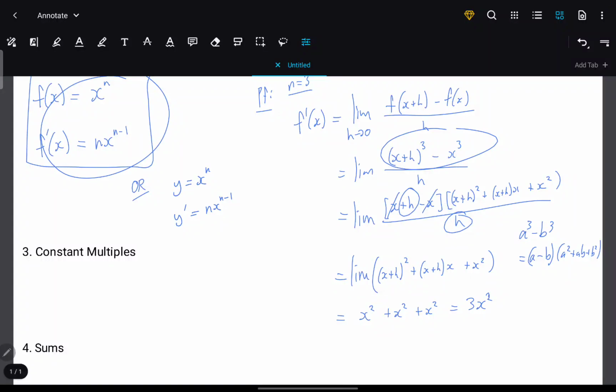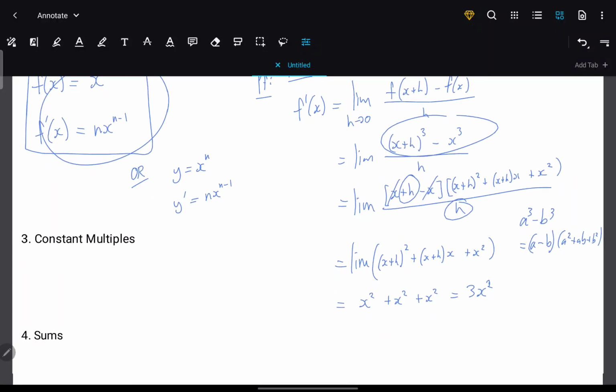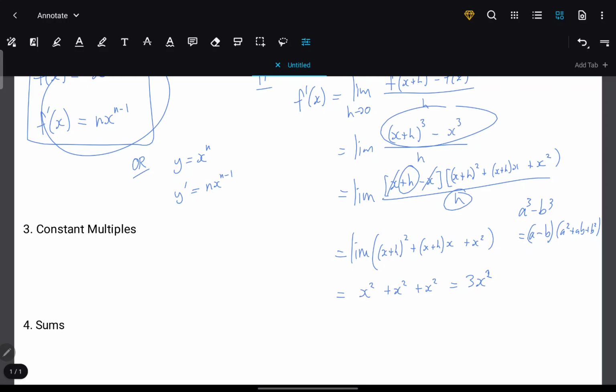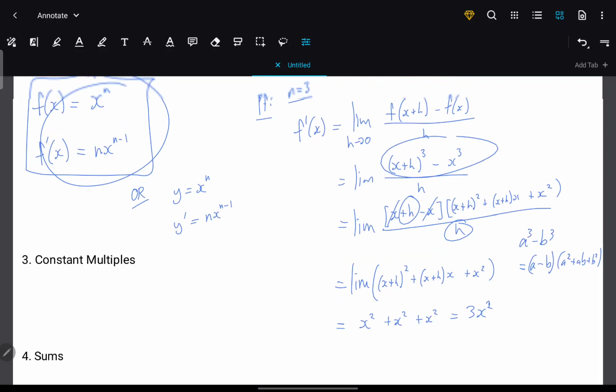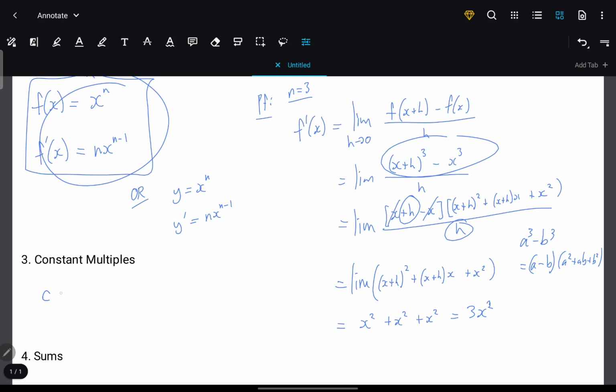Okay, constant multiples. So this is when you have a function times a c in front of it. So if you have c times a function f of x, and let's say you're doing a derivative, the notation we'll use is we'll put a bracket around that and just stick a prime on the bracket. In English we're saying the derivative of this guy.